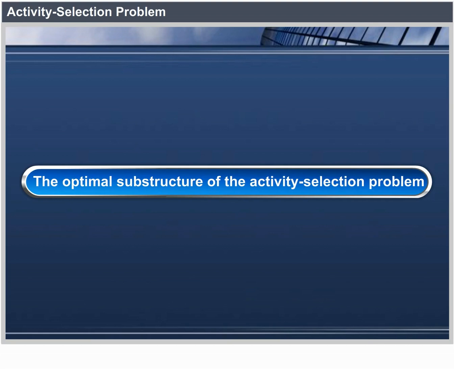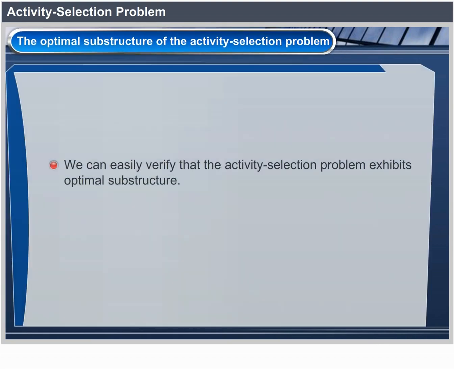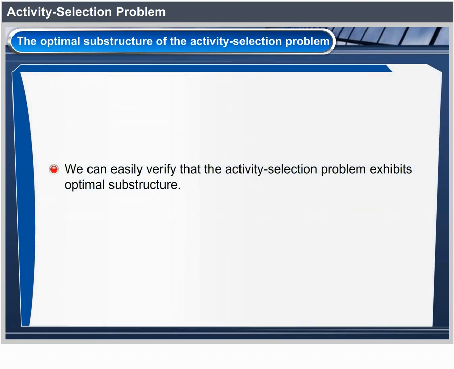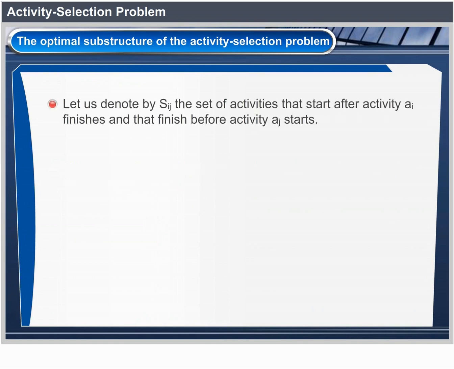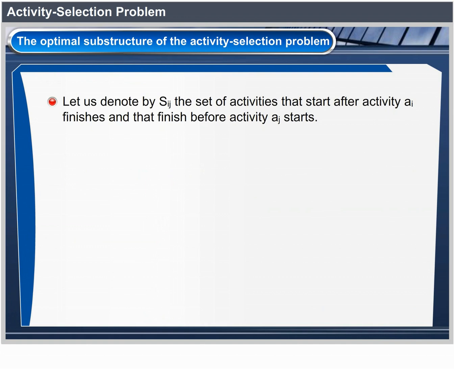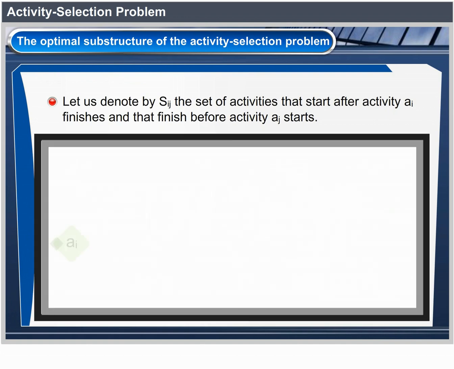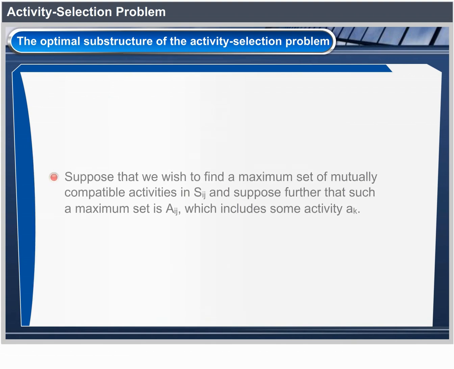The optimal substructure of the activity selection problem. We can easily verify that the activity selection problem exhibits optimal substructure. Let us denote by Sij the set of activities that start after activity Ai finishes and that finish before activity Aj starts.